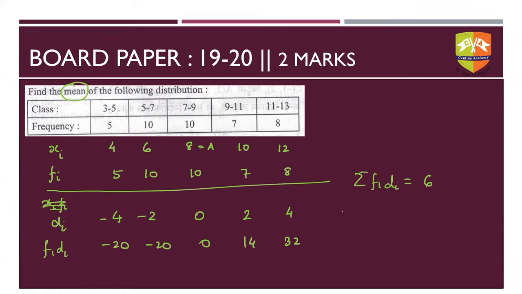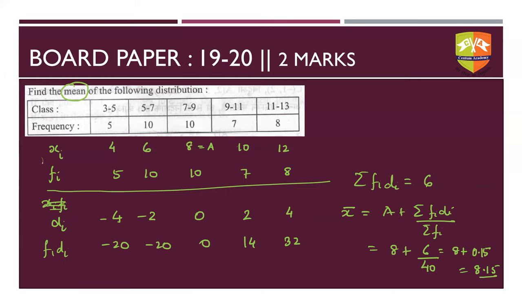Right? So x bar, the mean, will be a plus summation fi di divided by cumulative frequency, so summation fi. So a is 8 plus summation fi di, 6, divided by total frequency: 5, 10, 15, 25, 25 plus 15, 40. So 8 plus 6 by 40.